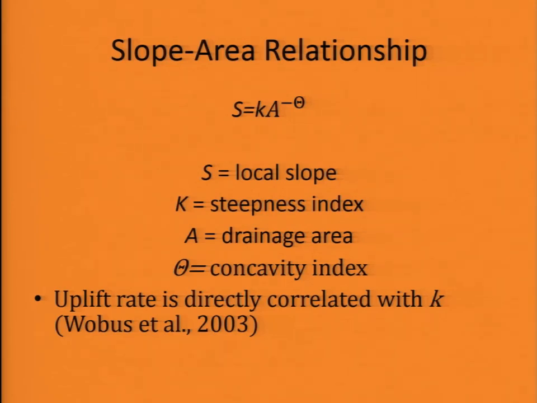And next we have the slope-area relationship, where, again, we don't have to think about this too hard. S is our slope. K is what we're worried about here. This is known as the steepness index, and it has been proven to be directly related to uplift, just as the hypsometric integral is. So if we're going to try to identify any influence of tectonics on the landscape, we want to see some areas where we have very high K values. Besides that, A is drainage area, and the concavity index we don't really have to worry about as well. We're just going to take a look at this K value right here.